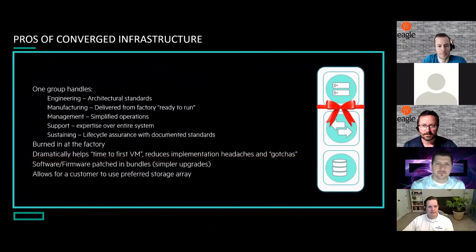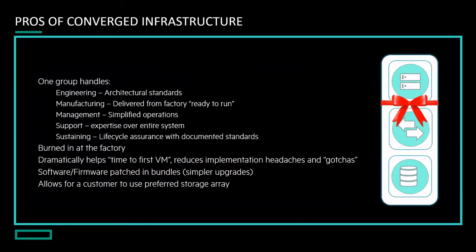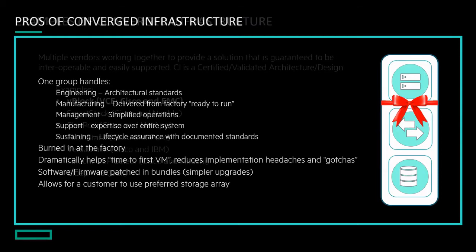So ideally, and the definition shifts sometimes, one group was going to handle the engineering, manufacturing, management, support, and sustaining. And of course, the big benefit that I saw here with converged infrastructure is the fact that all of the software and firmware was intended to be QA'd, validated, all the pieces and parts work together, and then everything was patched in bundles. Anybody that's worked in IT for more than a minute has had the painful issue of vendors pointing fingers and trying to figure out why something's not working well together.